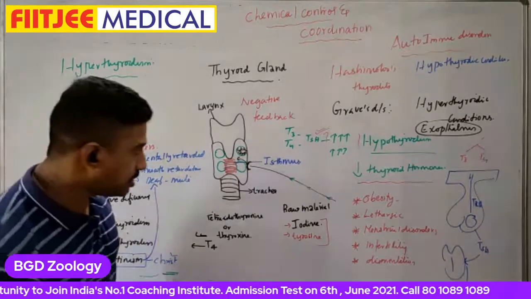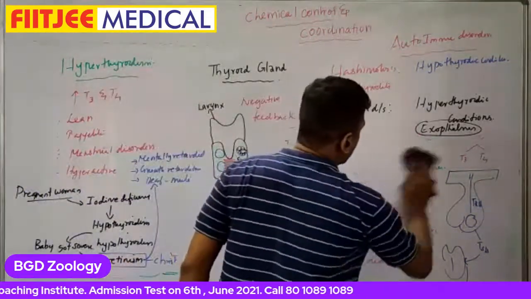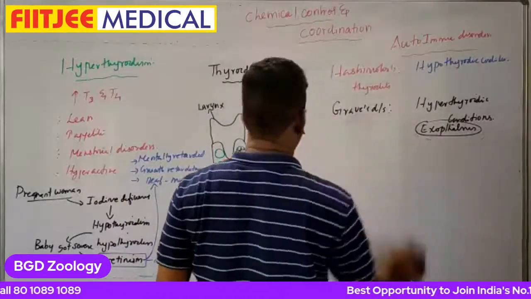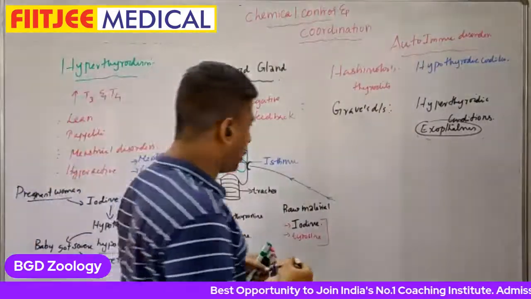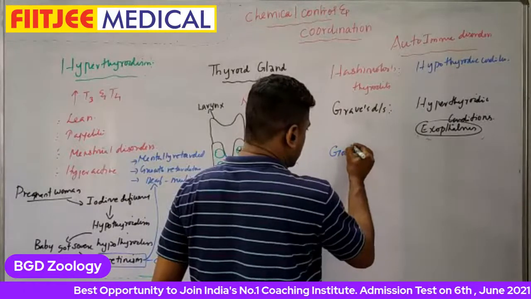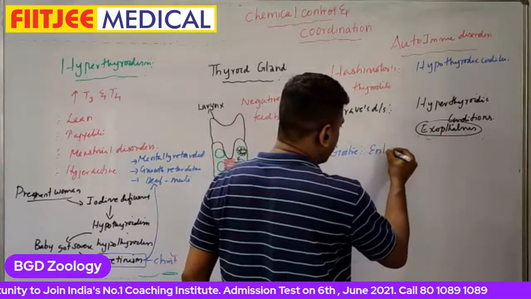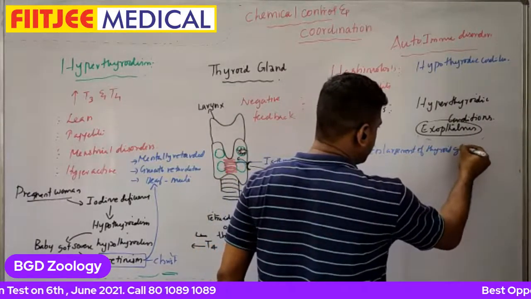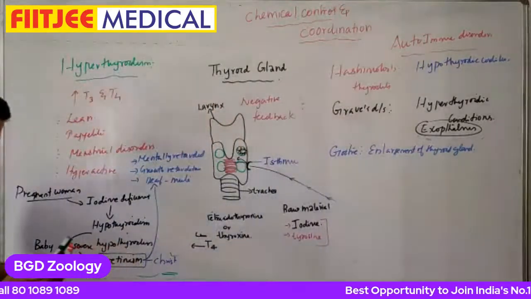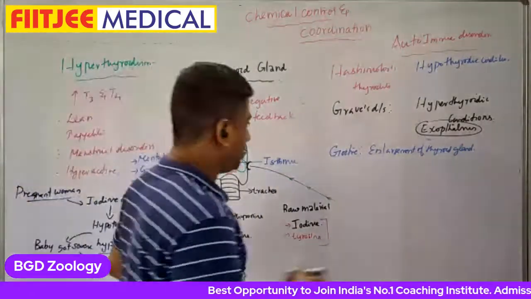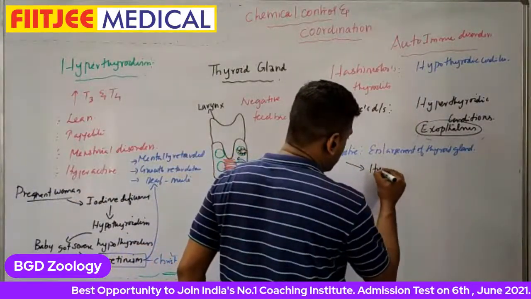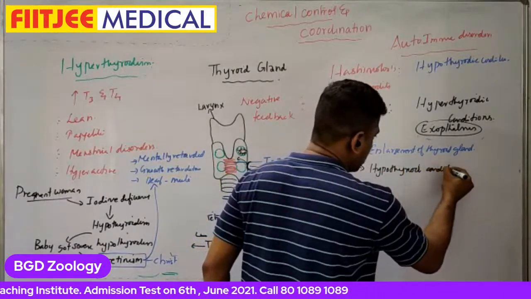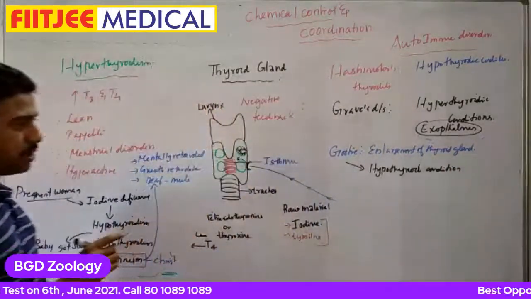So it's not finished yet. We have to discuss a little more, two more points. Now the one thing is goiter. What is a goiter? Goiter is an enlargement of the thyroid gland. So how does that happen? Goiter is basically a hypothyroid condition. Now listen, it's a hypothyroid condition.